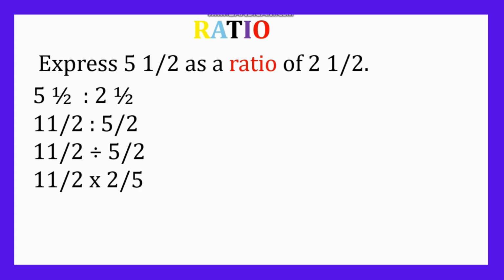So now we have it this way: 5 over 2 will become 2 over 5. And so 2 will take care of 2, and we have 11 ratio 5. And 11 over 5 is the same thing as 11 ratio 5, just like I said at the beginning of this video. So the answer to this is 11 ratio 5.